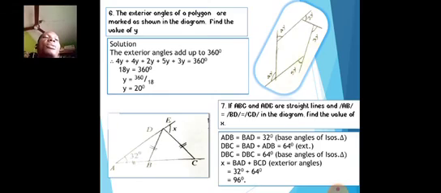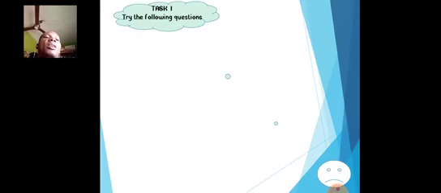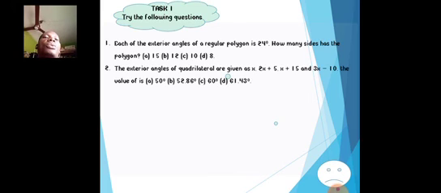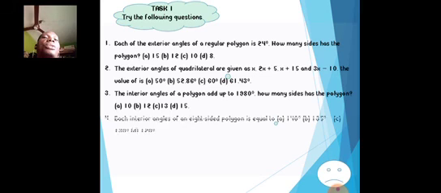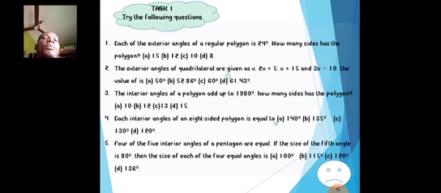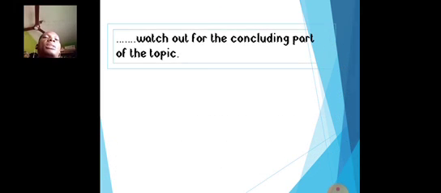After this, we're going to have a quick evaluation, looking at the tasks given to us. We have 5 questions that we have to solve. So try this, as we are given options there. If you are correct, you will surely know. And in our next class, we will dwell more on this, because this will not be the concluding part. So watch out for the concluding part of this topic.